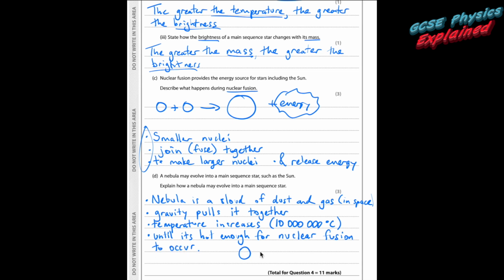Remember, for nuclear fusion to happen, this nucleus and this nucleus need to fuse together. But obviously this nucleus is positive because it's got protons in, and this one's positive because it's got protons in. So you need to get to a massive high temperature so they've got enough energy and they're going fast enough to overcome those repulsion forces.